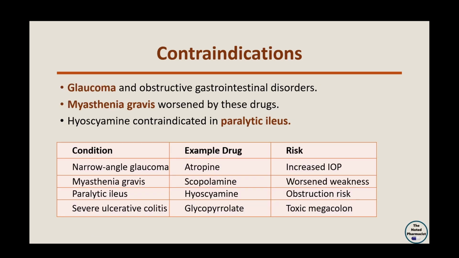Contraindications: key contraindications for anticholinergics include untreated narrow-angle glaucoma, myasthenia gravis, and obstructive gastrointestinal disorders. For example, hyoscine is contraindicated in patients with paralytic ileus due to the risk of worsening obstruction. Similarly, medications like glycopyrrolate should be avoided in patients with severe ulcerative colitis, where toxic megacolon is a potential complication.